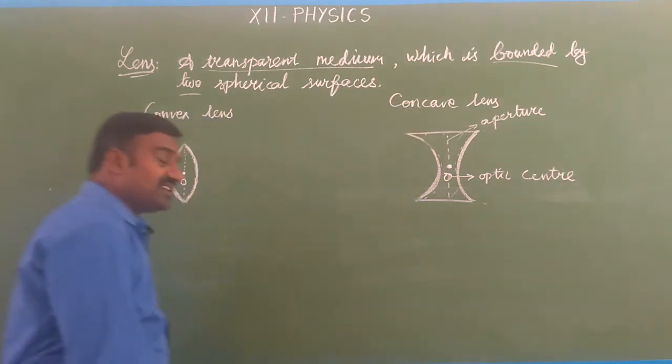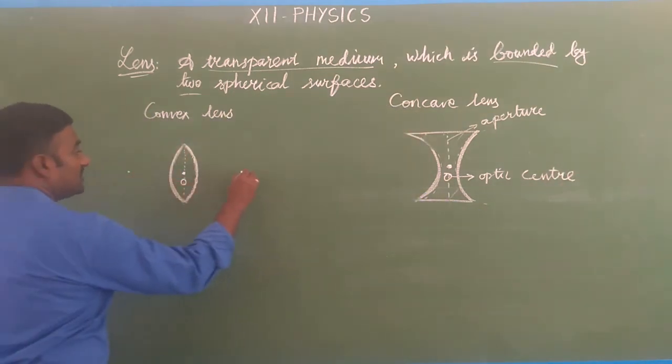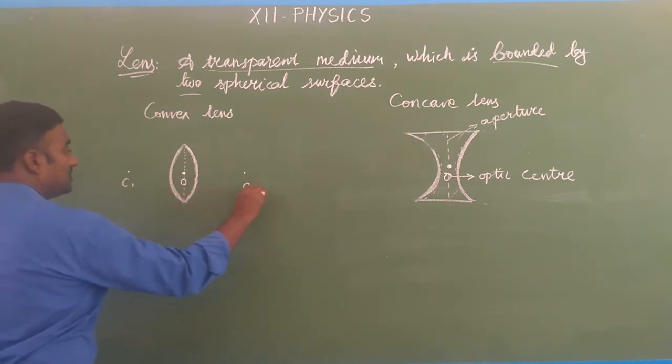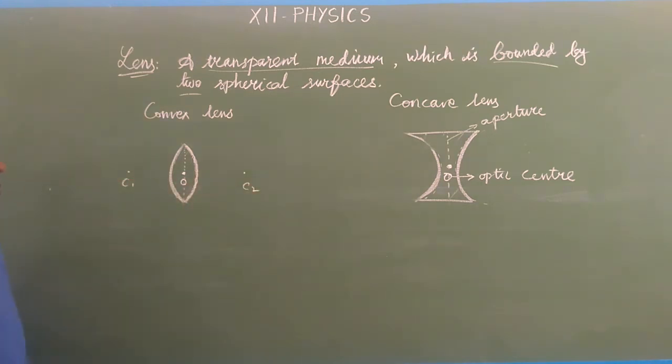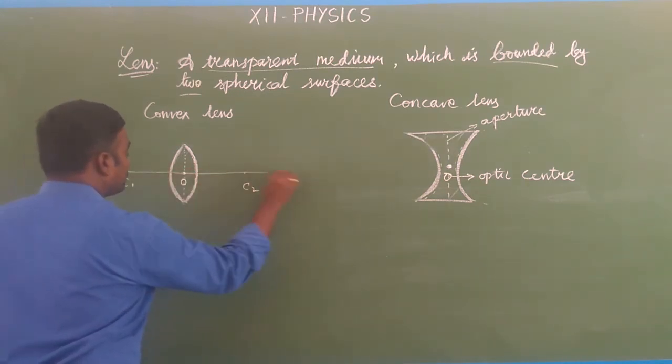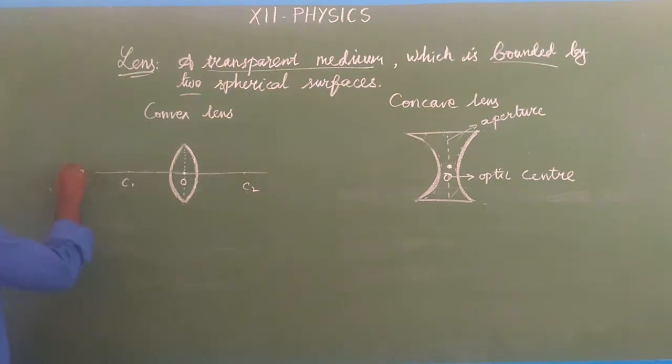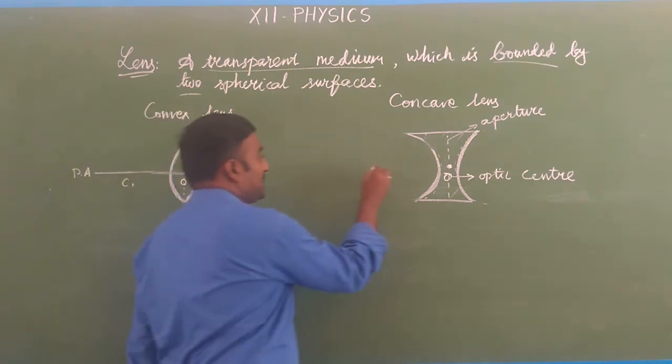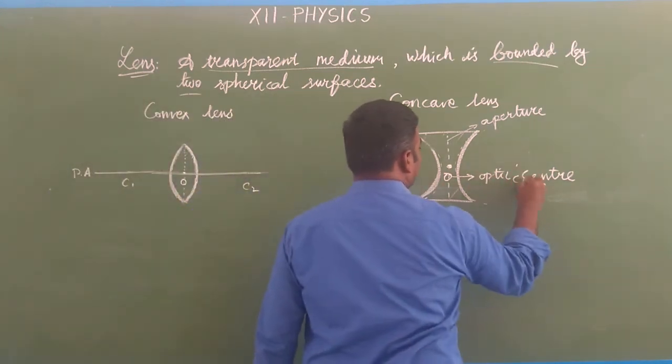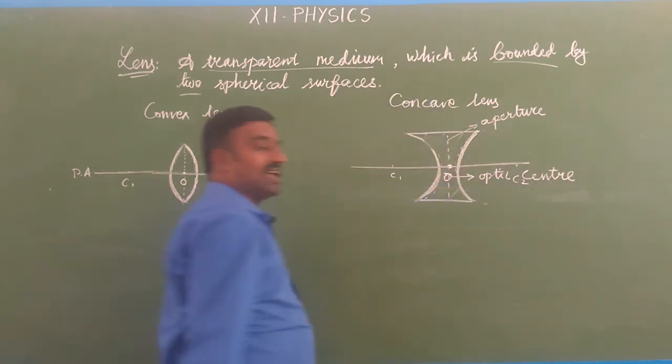Okay. And already we have seen that a spherical lens has two centers of curvature, that is C1 and C2. Now the third term related to the lens is the principal axis, that is, the primary axis. Axis means a straight line. It is an imaginary straight line that passes through the two centers of curvature and the optic center, which is called the principal axis.